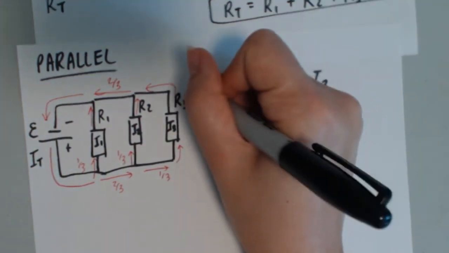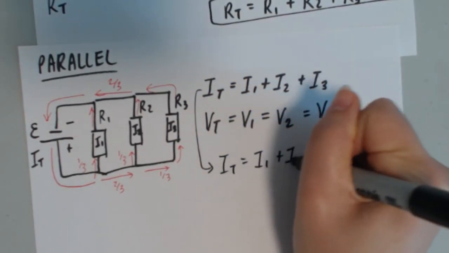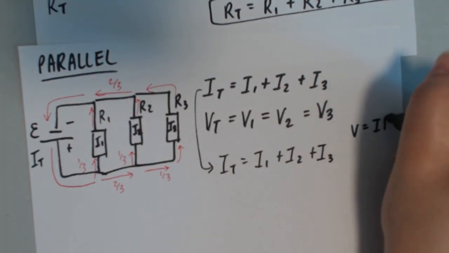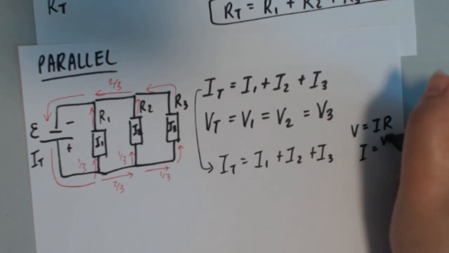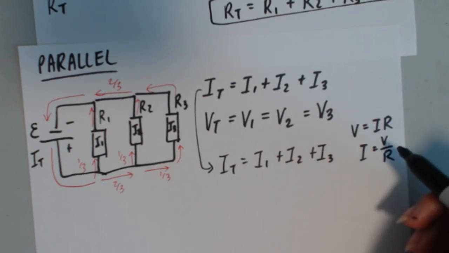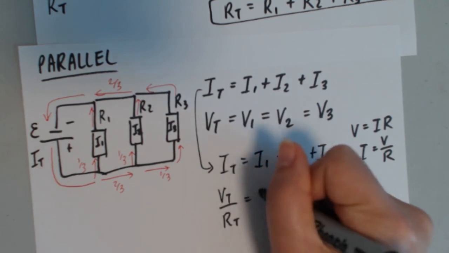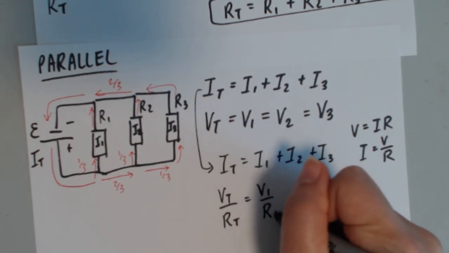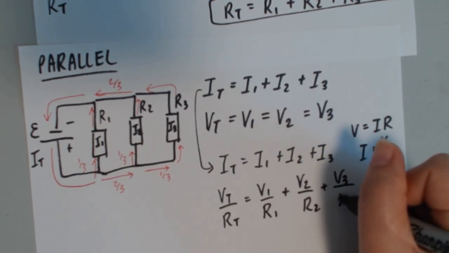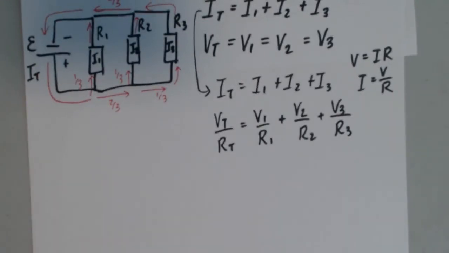Now, using this first expression of current, I total is equal to I1 plus I2 plus I3, combined with Ohm's law, V is equal to I times R, or I is equal to V divided by R, I'm going to now replace this with expressions of V and R. So I total is V total divided by R total. I1 is V1 over R1, I2 is V2 over R2, and I3 is V3 over R3. And of course, this can continue if you have more pieces to the puzzle.